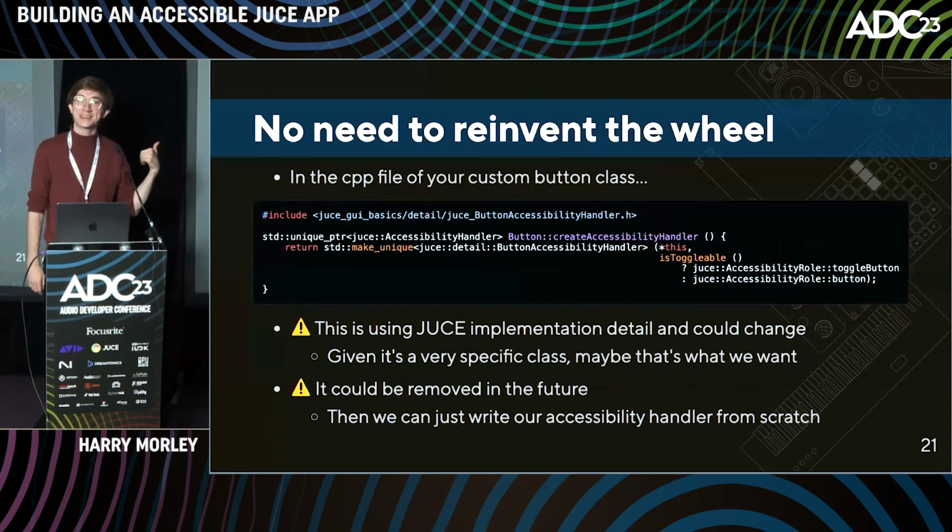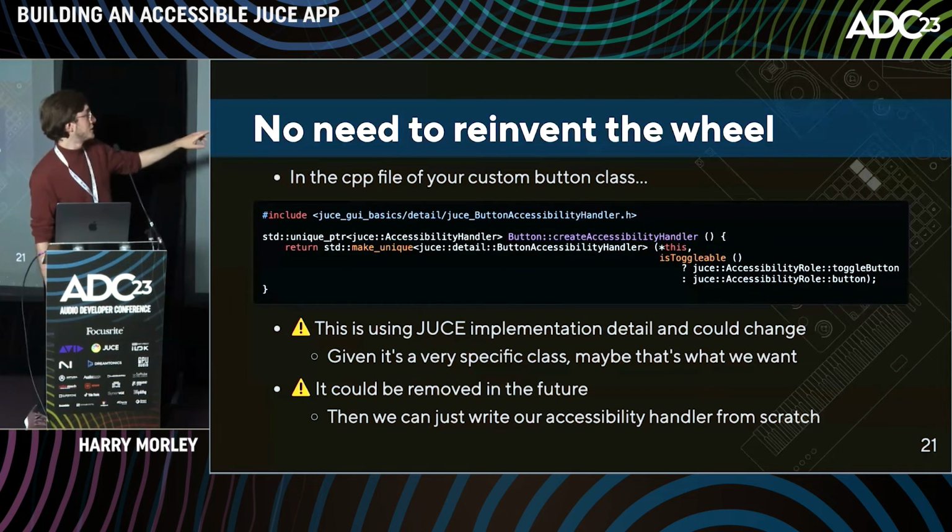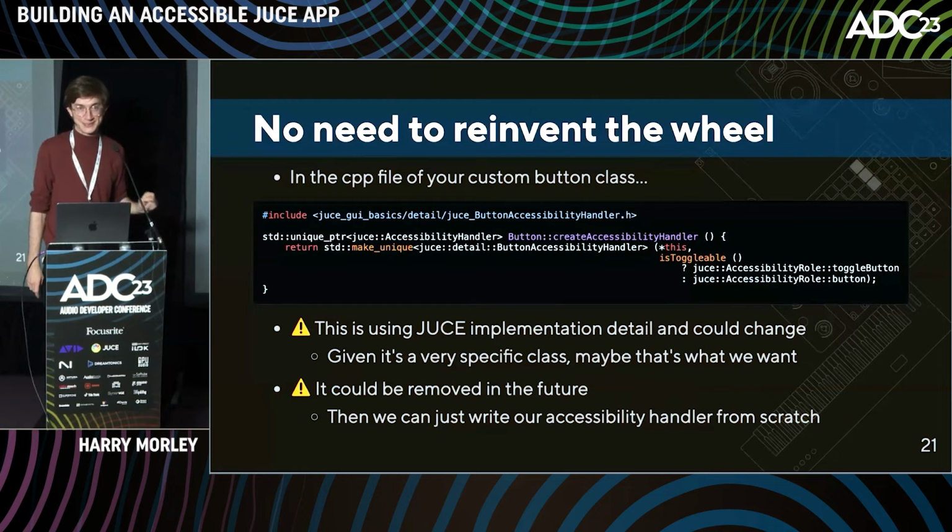So there's no need to reinvent the wheel. You can access the Juce button accessibility handler. It's in the detail namespace, which is a little bit naughty, but it's using Juce implementation detail, and it could change, but it's a very specific class that's tied to basically exactly the same usage as yours. So if it changes, you probably want it to change because they're probably updating it to make it better. It also could be removed, but then we could just write one.